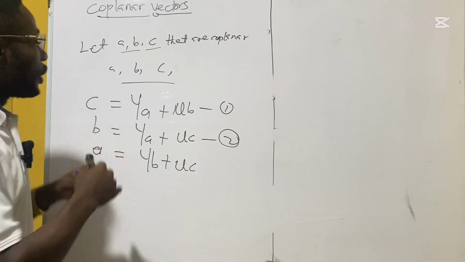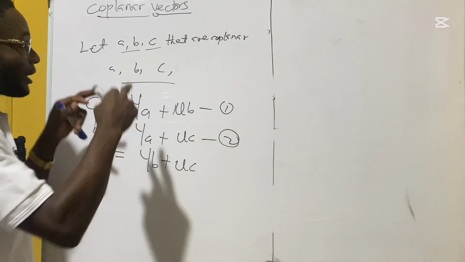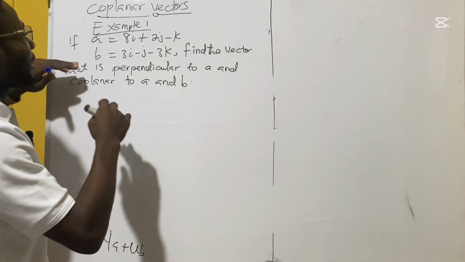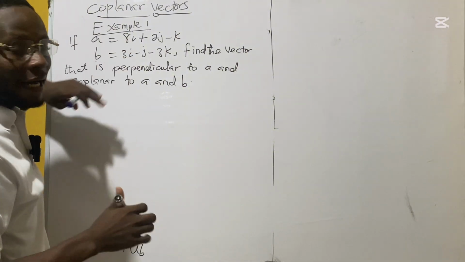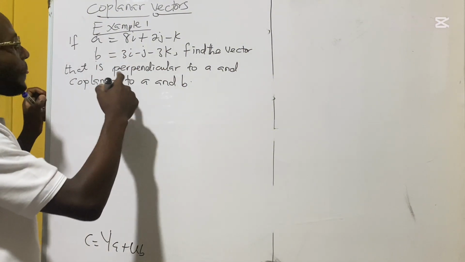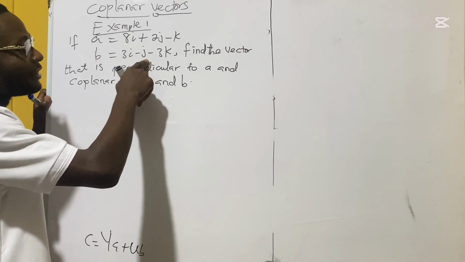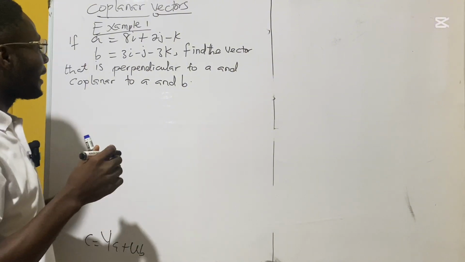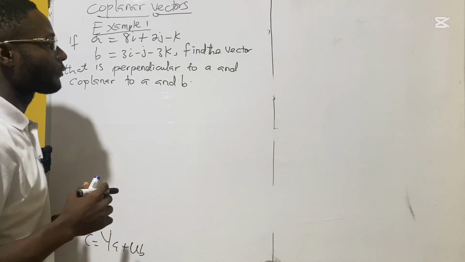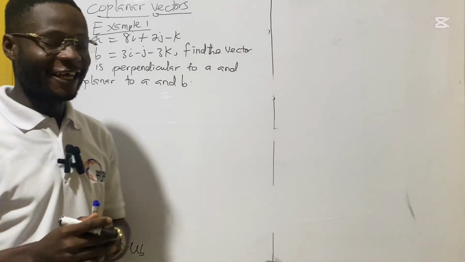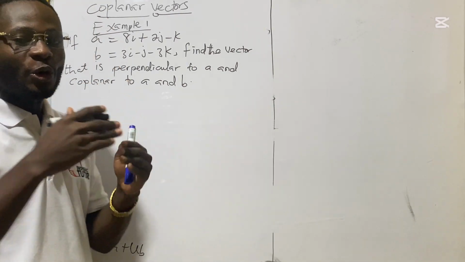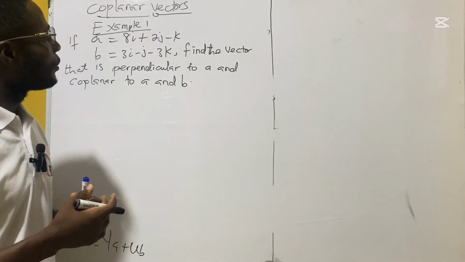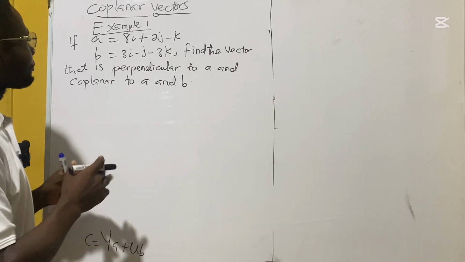Okay, so here let's consider an example to clarify this concept. Looking at this problem, it says if A equals 8i plus 2j minus k and B equals 3i minus j minus 3k, find the vector that is perpendicular to A and coplanar to A and B. Okay, so once we hear this, we have learned about coplanar vectors. We know what coplanar vectors are. So let's analyze this problem.